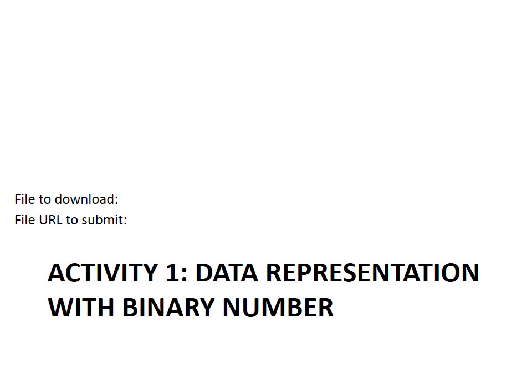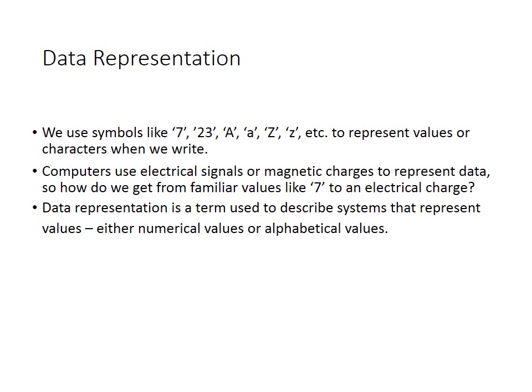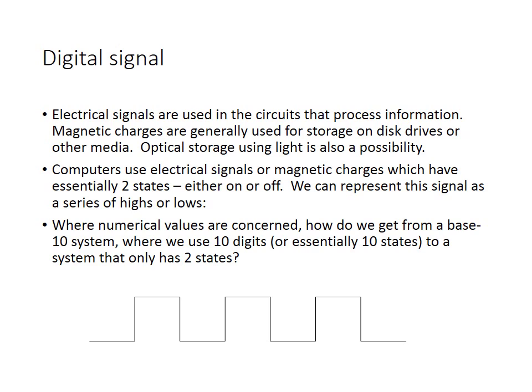Before you deal with numbers, let's talk about data representation. It will give you the reason why you need to study numbering systems in the IT field. Data representation is a term used to describe systems that represent values, either numerical values or alphabetical values. Electrical signals are used in the circuits that process information. Magnetic charges are generally used for storage on disk drives or other media. Optical storage using light is also a possibility, but is not in widespread use at this time.